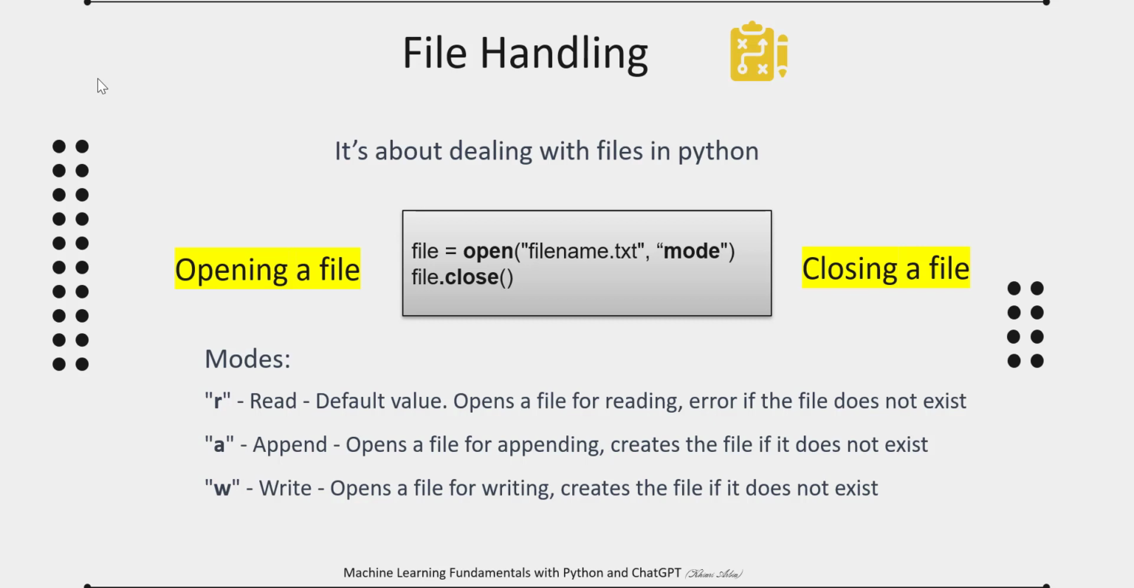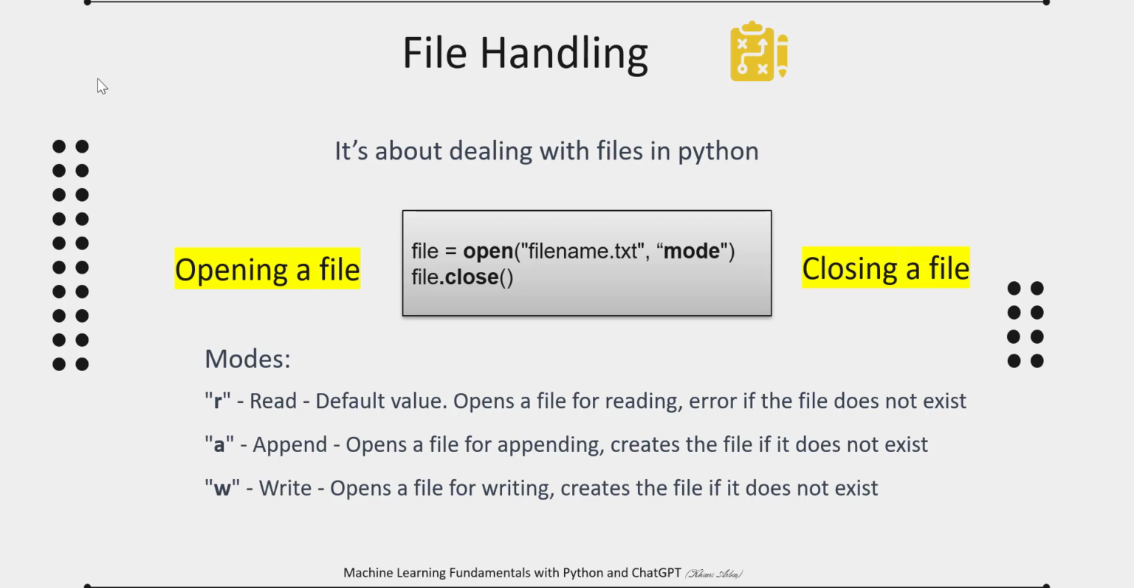Let's talk now about the modes. As we said previously, they are the read mode, the append mode, and the write mode. In the mode, you will write just the letter of this mode: R for read, A for append, and W for write. R will just open the file for reading, and it will show you an error if the file does not exist. For A, append, it will open the file for appending, and create the file if it does not exist. W, write, will open the file for writing, and create the file if it does not exist.